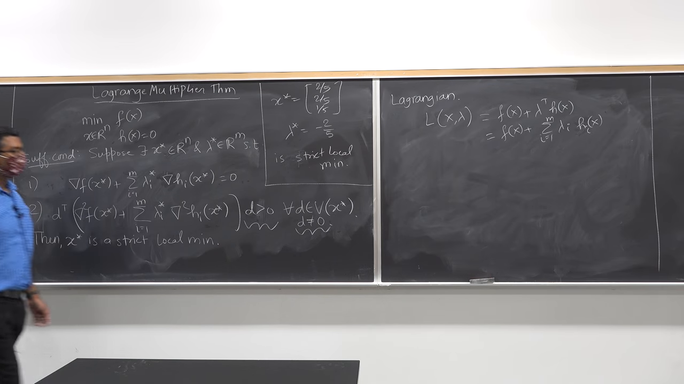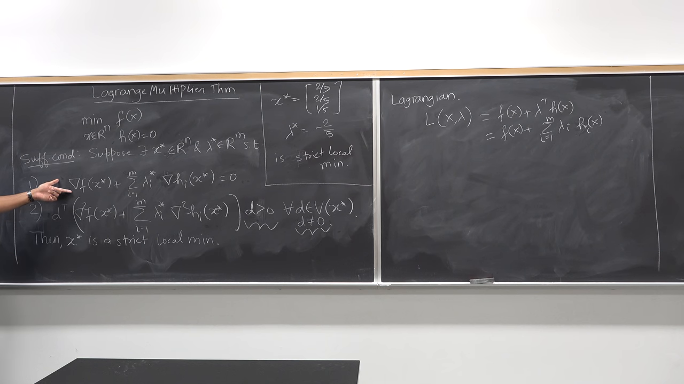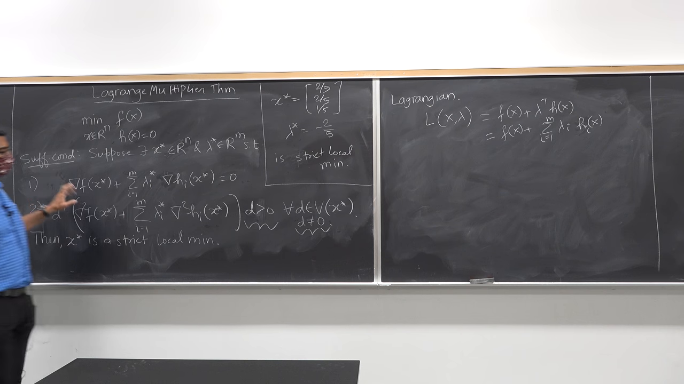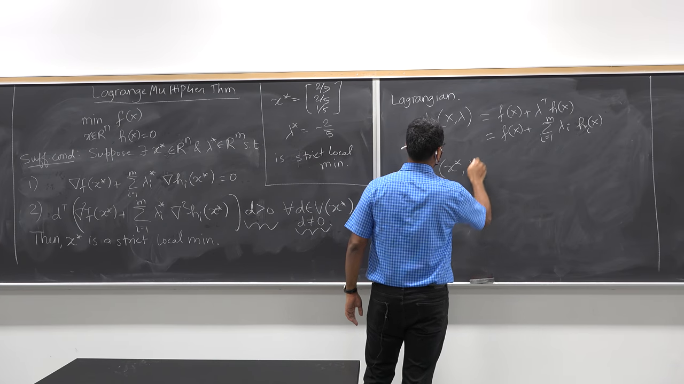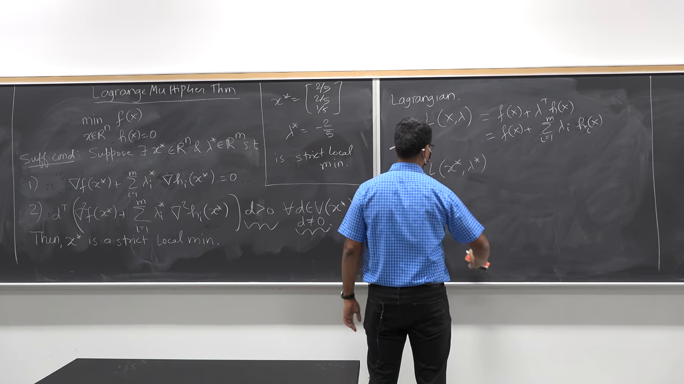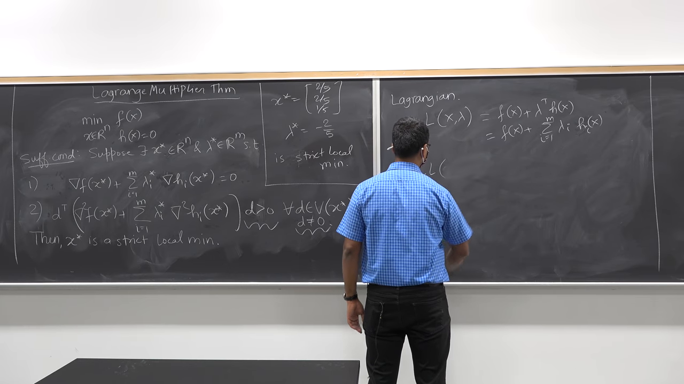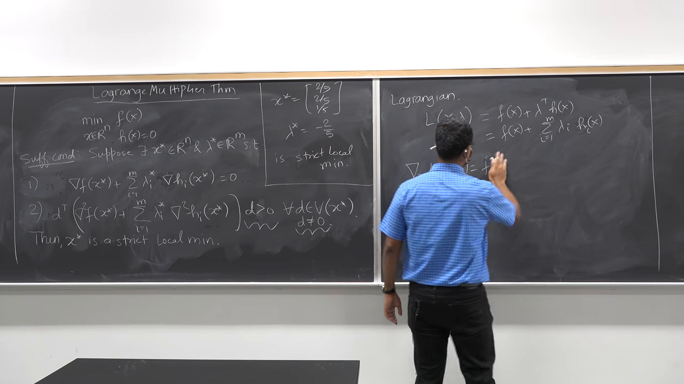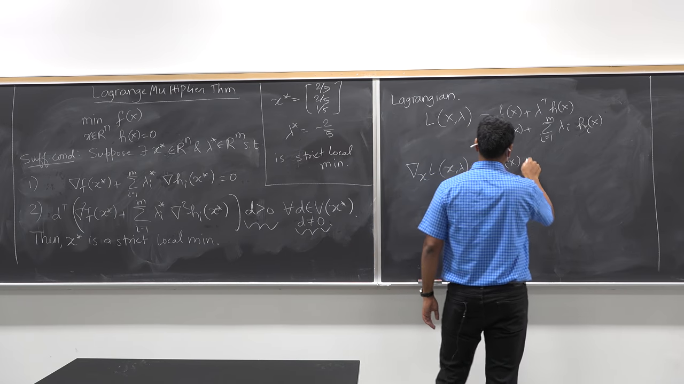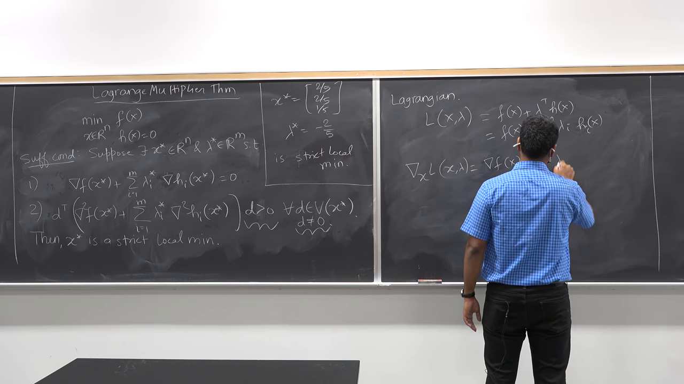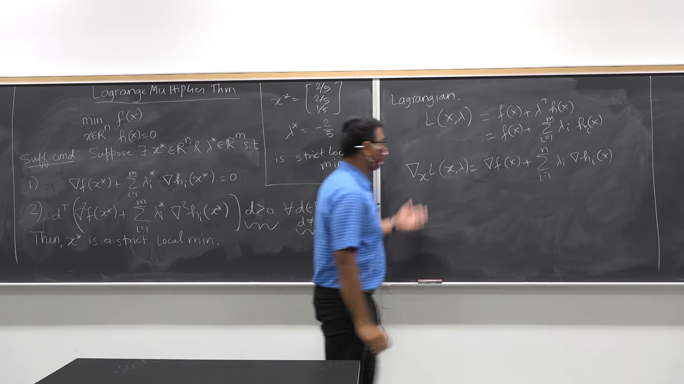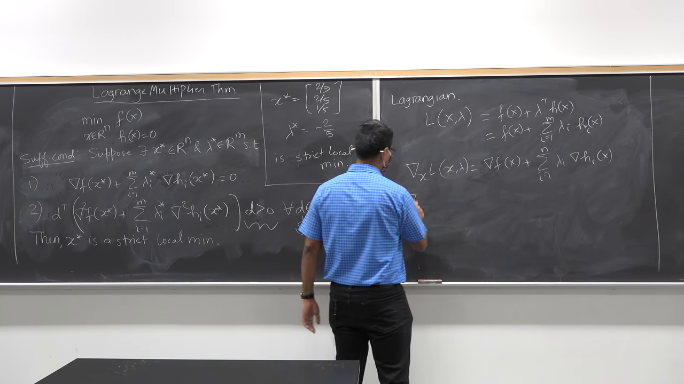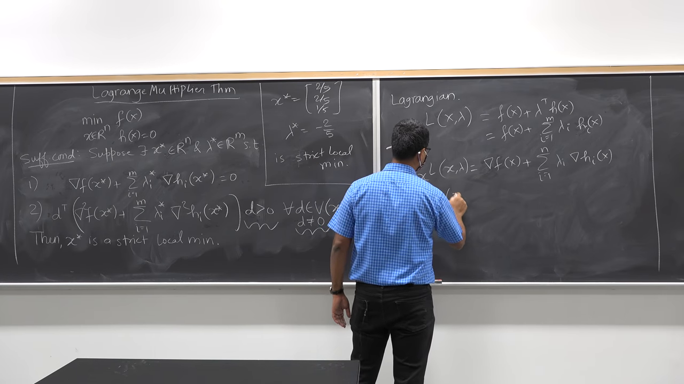Okay. Now let's look at these two conditions here. What is the first term? This particular equation is actually the gradient of x of L(x star, lambda star). So let me just write it as gradient of x of L is gradient of f(x) plus summation lambda i gradient of h i(x). So that's obviously the first derivative of the Lagrangian. And let's look at the second derivative of the Lagrangian with respect to x.